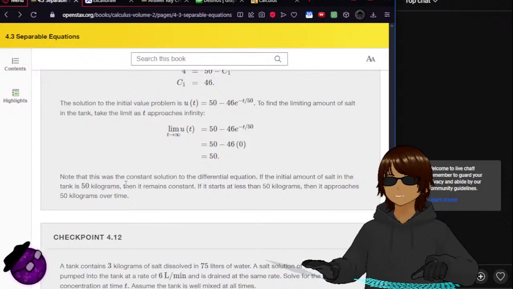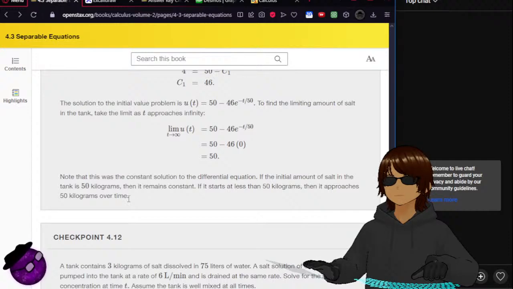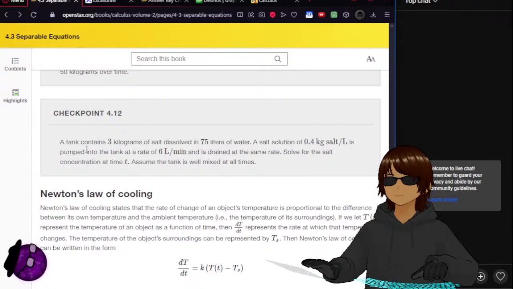Note that this was a constant solution to the differential equation. If the initial amount of salt in the tank is 50 kg, then it remains constant. If it starts at less than 50 kilograms, then it approaches 50 kilograms over time. What if it was more than 50?